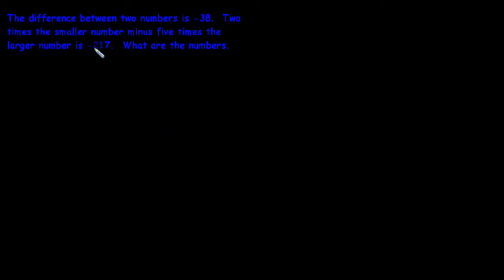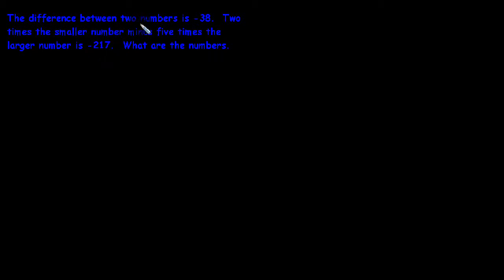Okay, here you say the problem is the difference between two numbers is 38. Two times a smaller number minus 5 times a larger number is negative 217. What are the numbers? That's a bit of a tongue twister. Something I have found useful is to just make up an example.